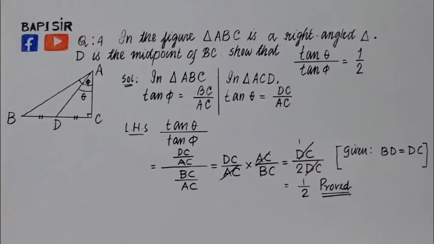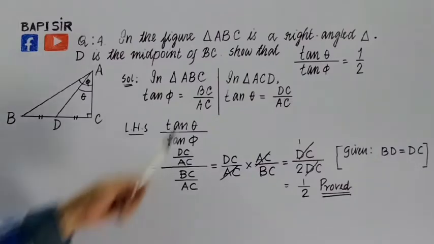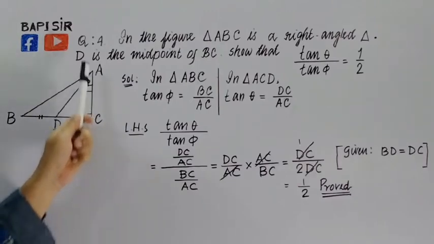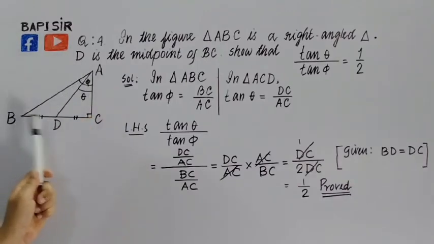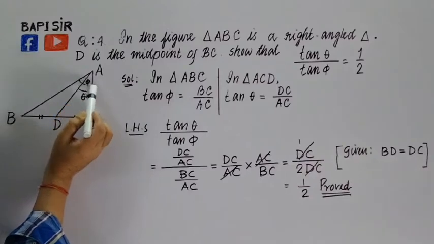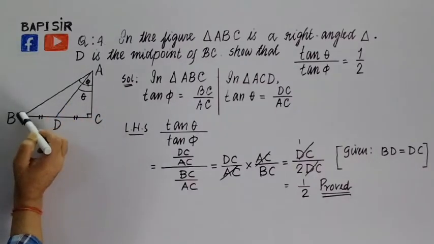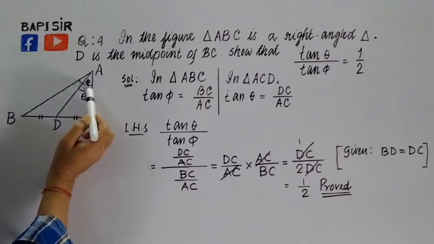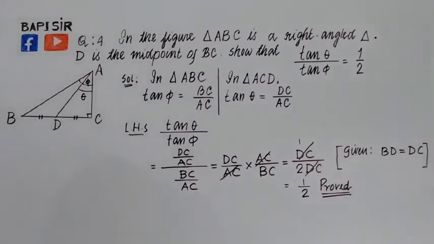Okay. Sum number 4. In the figure, triangle ABC is a right angle triangle. D is the midpoint of BC. So that tan theta by tan phi is equal to half. So how to do this sum? Look, this angle is given phi. This total angle given means angle BAC is equal to phi, and angle DAC is equal to theta. These two angles are given to you.